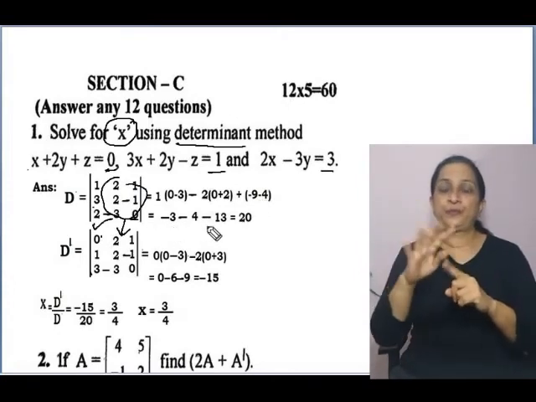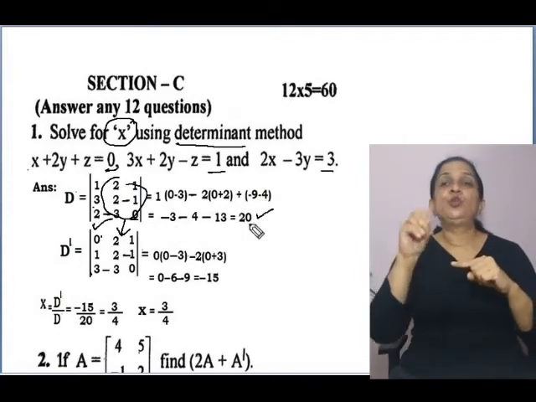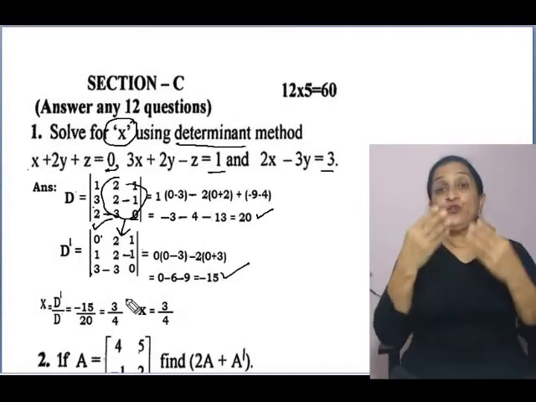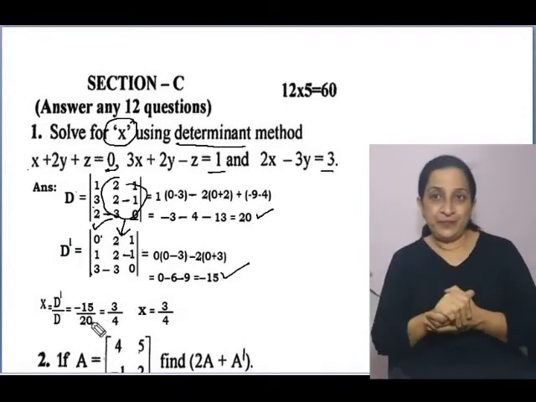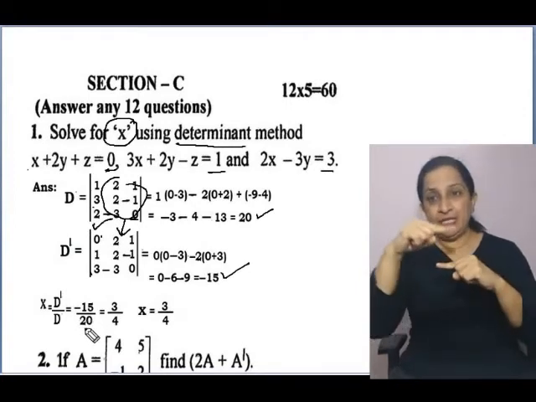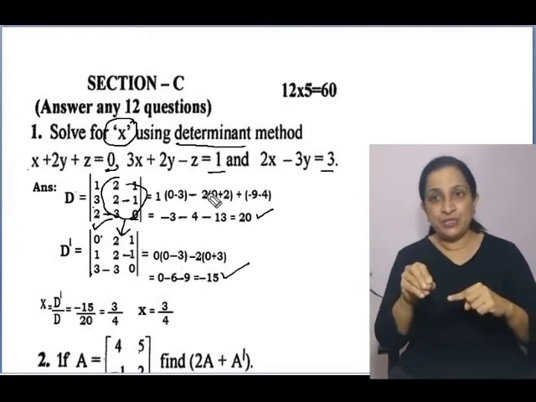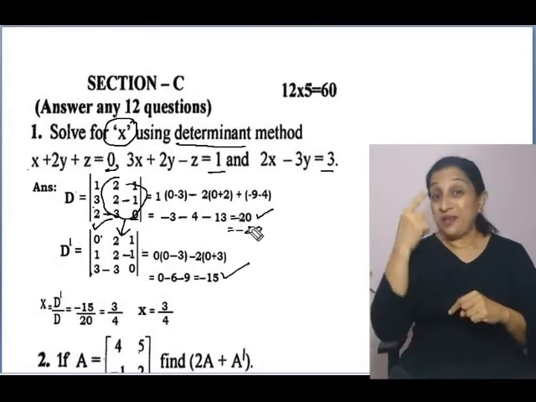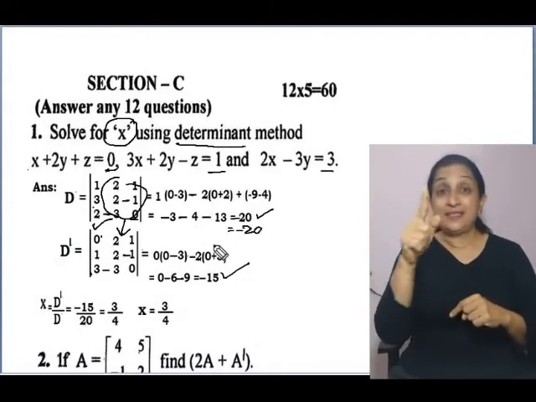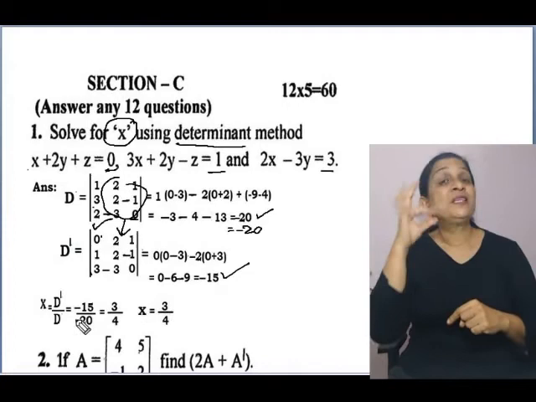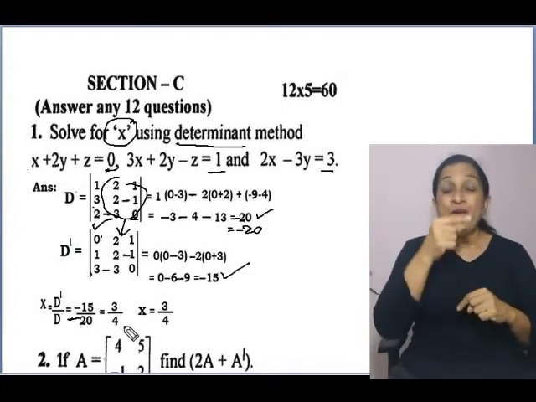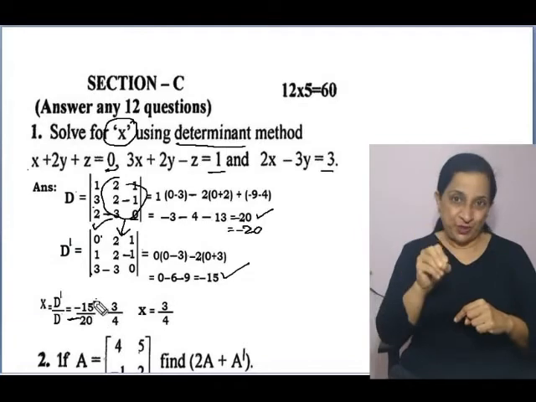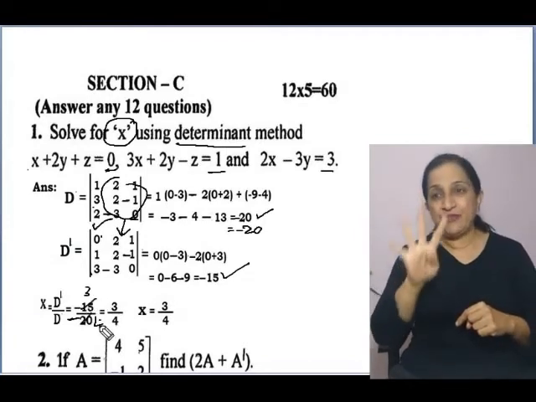So if you solve this, minus 15 is the value you get for D dash. Sorry, here it should be minus 20, minus 20 here, okay. So this will be minus 15 upon minus 20, so it becomes 3 by 4.